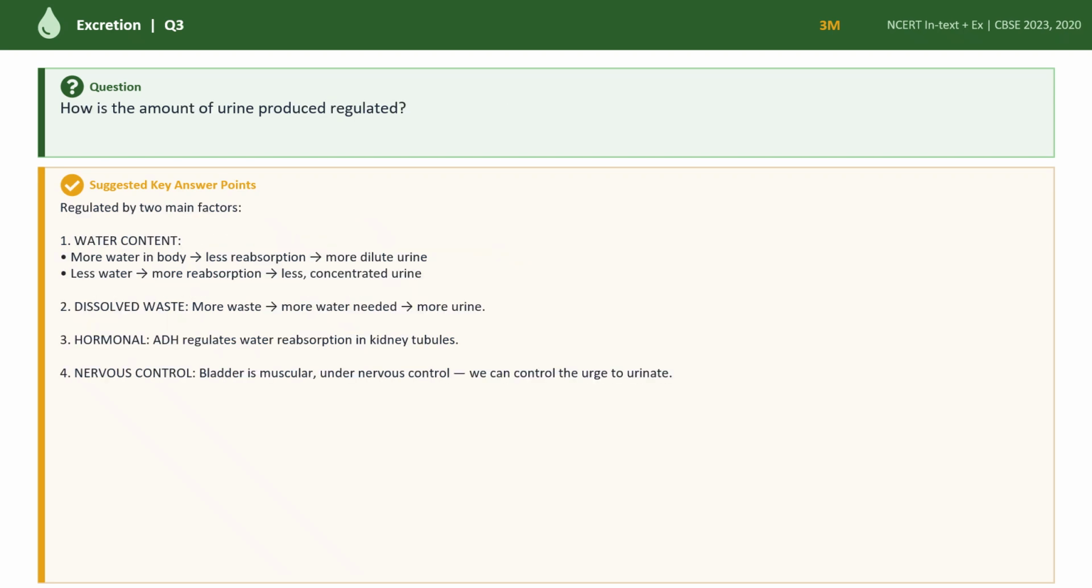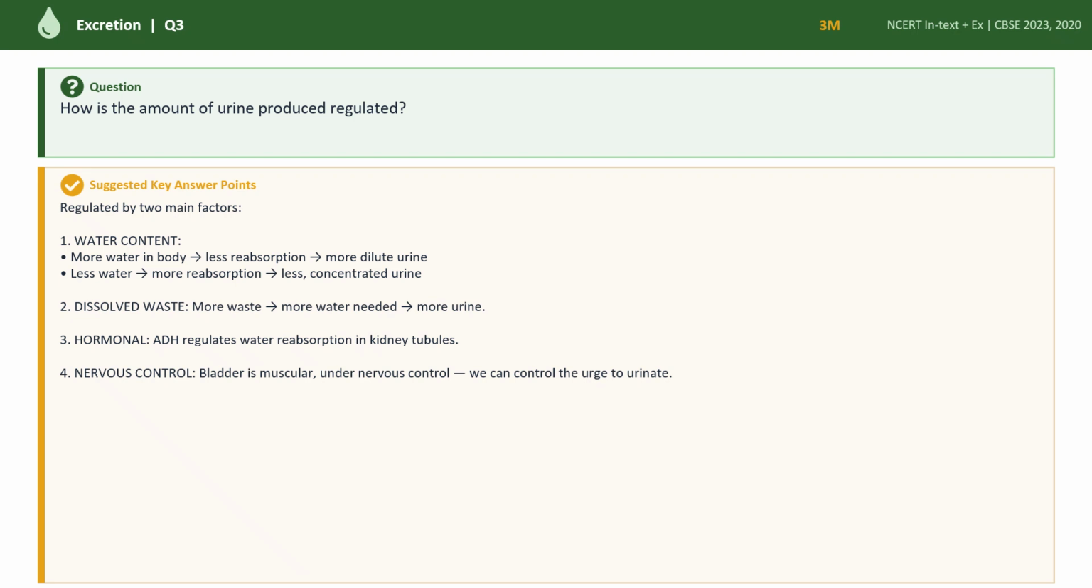How is the amount of urine produced regulated? See, it is done mainly by two factors. One is the water content. If you have more water in the body, less reabsorption takes place. When you have more water in the body, you don't feel thirsty, right? So we can compare like that. If you have more water in the body, less reabsorption takes place. That is why the urine will be more dilute.